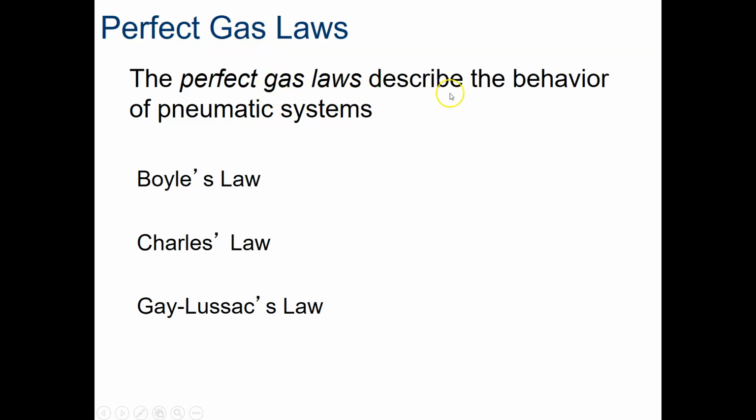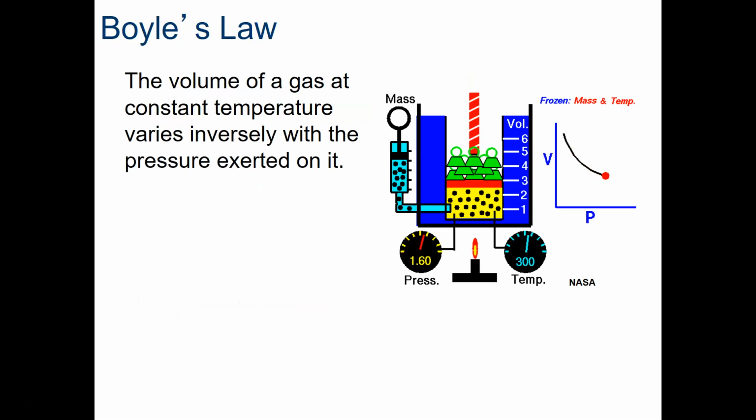So the perfect gas laws, again, there are three of them. And essentially each one takes two of the concepts that determine the pneumatics: volume, pressure, and temperature. Boyle's law talks about volume and pressure. So it says the volume of a gas at constant temperature varies inversely with the pressure exerted on it. So as you can see, as the pressure increases, the volume will decrease.